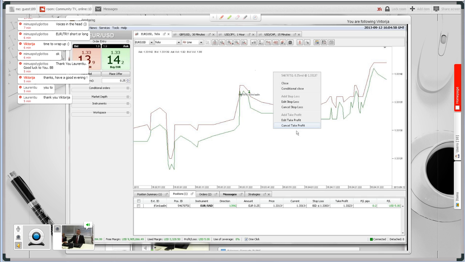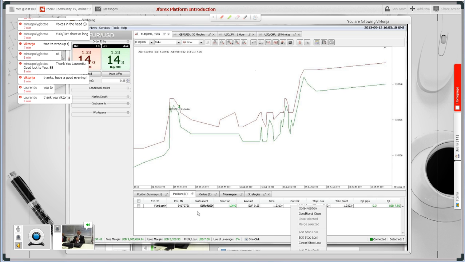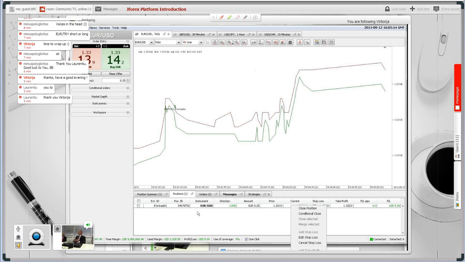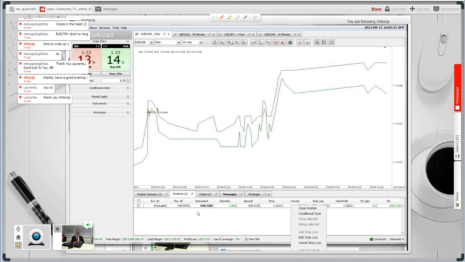If I make a right click on the position section, I will have exactly the same possibilities. So it's really up to you, according to how you like to trade, how many skills you have, and whether you prefer to trade on the charts or on other reports. It's your solution, it's your way of trading. Feel free to arrange the platform the way you want, feel free to use it the way you want. This is very simple.